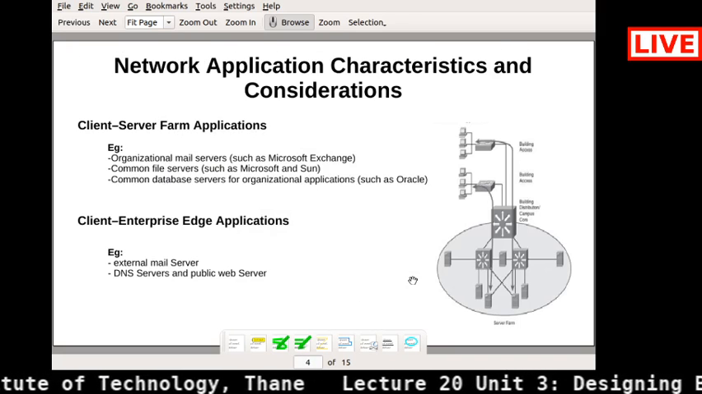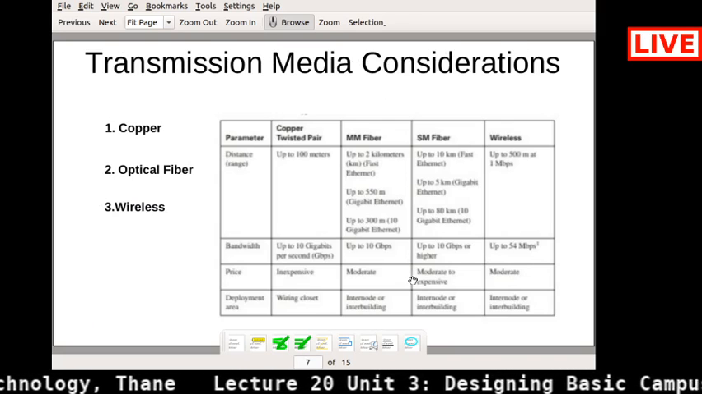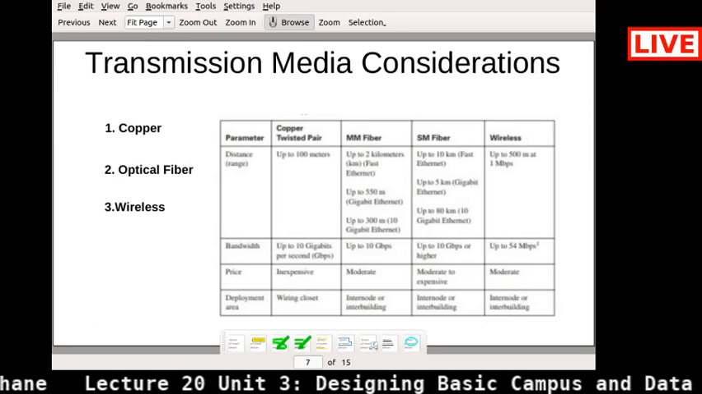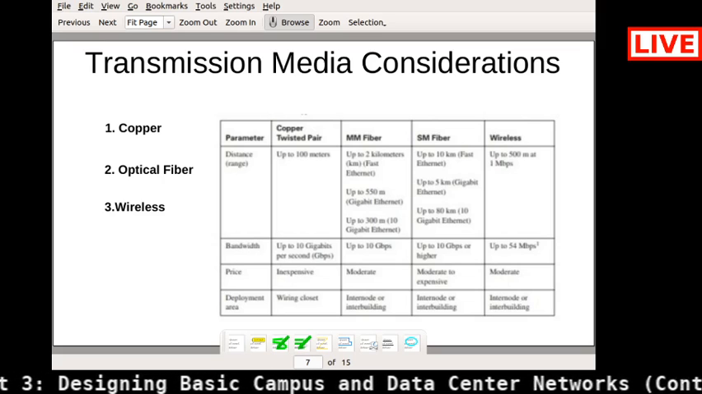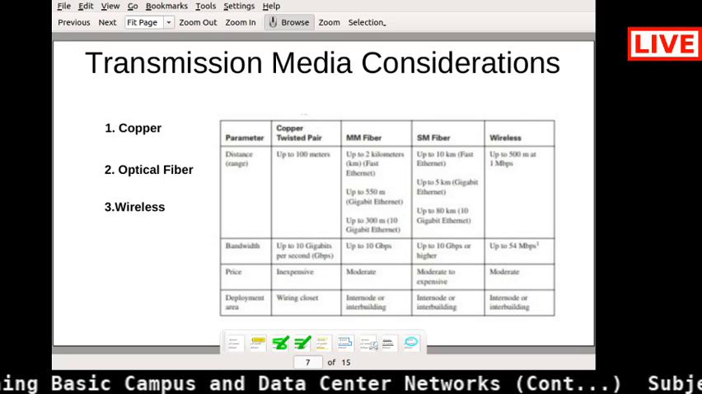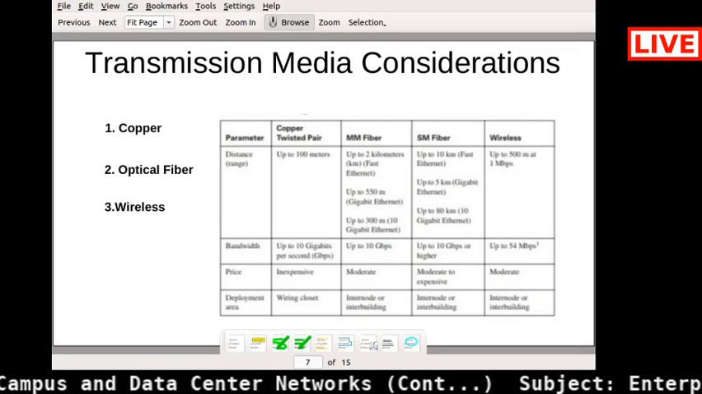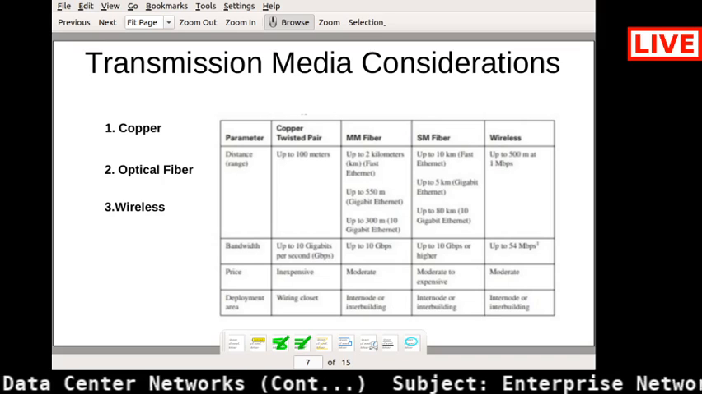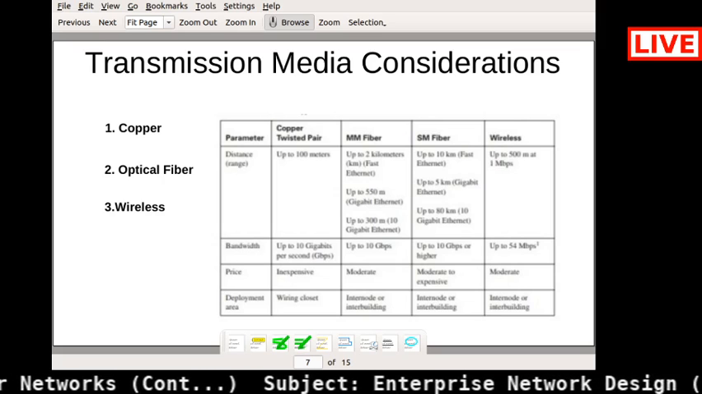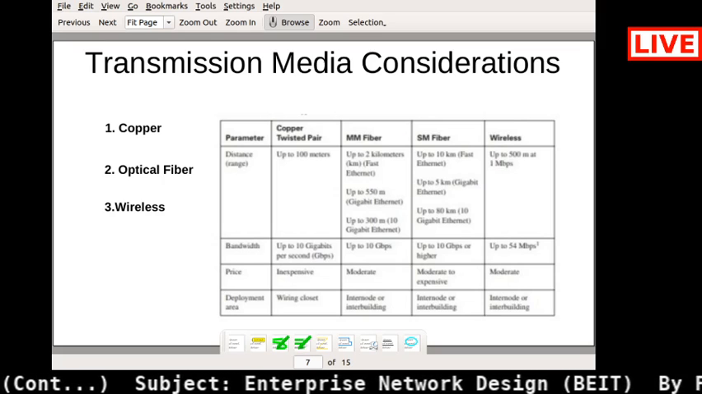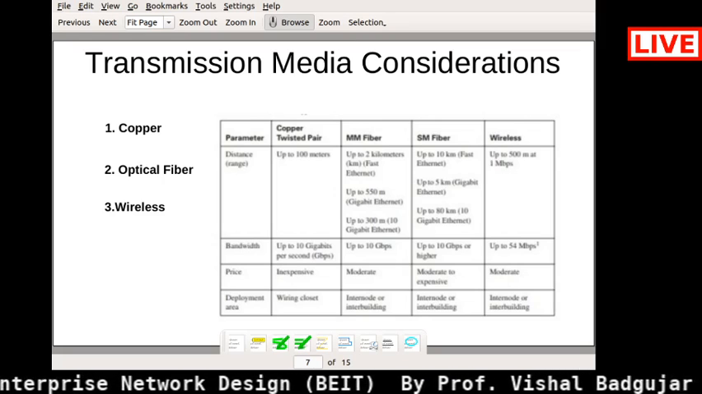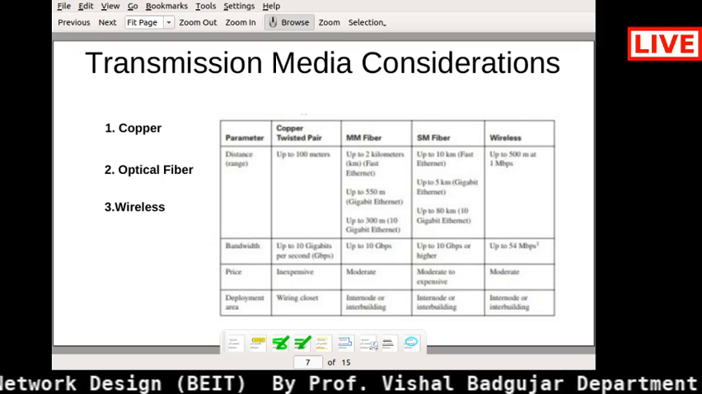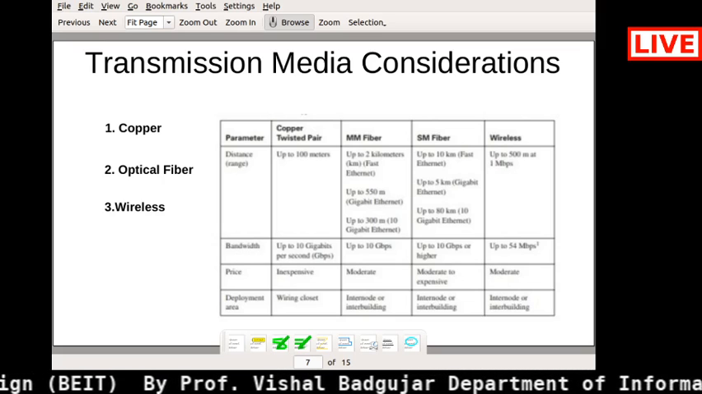So if we are talking about transmission media consideration, you already know that in whatever infrastructure you have, the cabling part will be a crucial one, because it is a long-term investment, and it is very costly also.